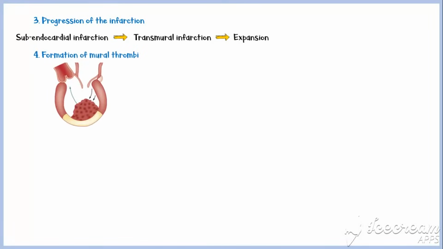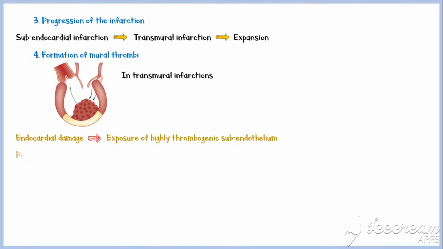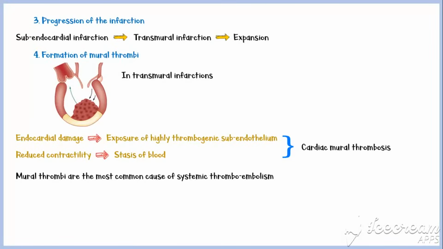Formation of mural thrombi is another complication. Commonly occurs with transmural infarctions. Due to the endocardial damage, the highly thrombogenic subendocardium is exposed. And due to the reduced contractility of the myocardium, stasis of blood will occur. Both of these factors contribute to formation of cardiac mural thrombi. Mural thrombi are the most common cause of systemic thromboembolism. Common sites of embolization include splenic, renal and cerebral arteries, and lower extremities.